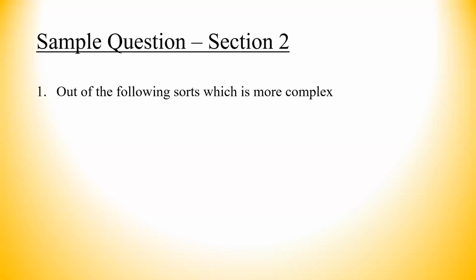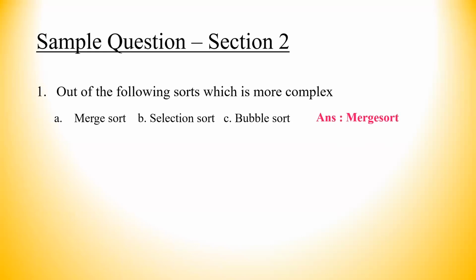So, moving to the first question, out of the following sorts, which is more complex? The options are given. So, you should have a knowledge of the complexity in time calculation, based on which it is O(n log n) or O(n square). Based on the calculations, for this question, we have merge sort, which is more complex. The answer will be different if you have heap sort or quick sort.